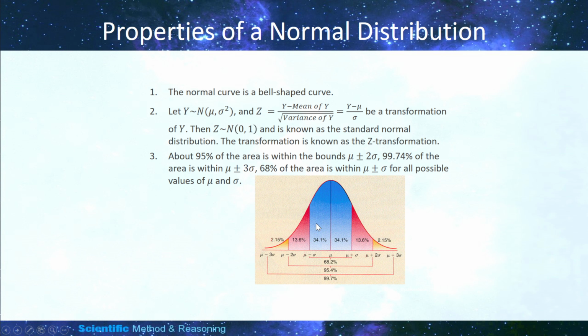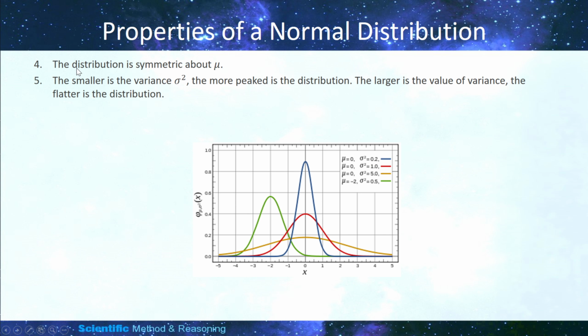The third property of a normal distribution is that about 95% of the area is within the bounds mu plus or minus 2 standard deviations, 2 times sigma. So that means mu is here. Oh, let me talk about the fourth property first. The distribution is symmetric about the population mean.